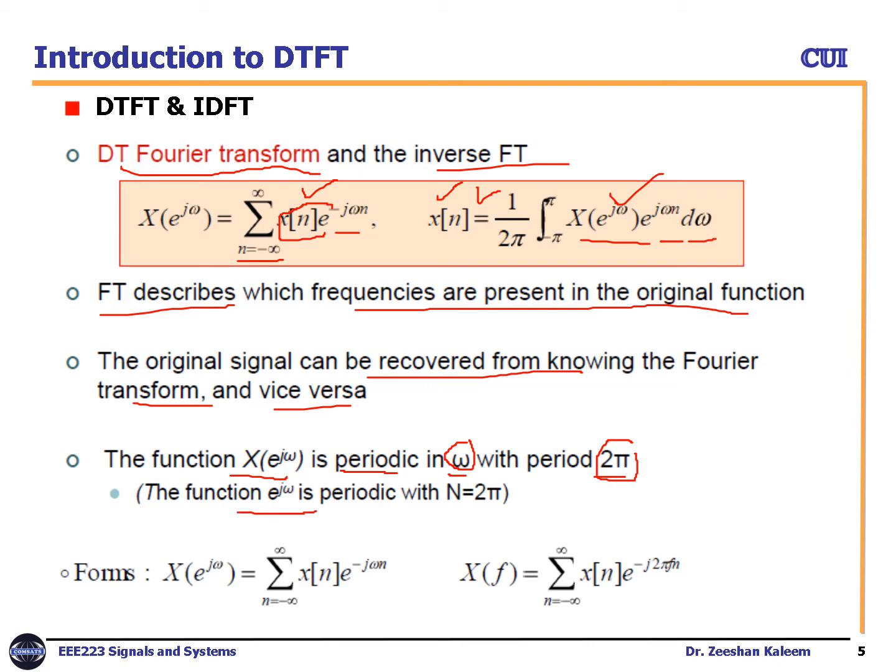So the function X of e^(j omega) is periodic with period capital N equal to 2 pi for the discrete time case. Similarly, we can write this in the f domain as well. Instead of e^(j omega), you can write X of f, it's the same, right? Summation of x of n e^(minus j 2 pi f n).